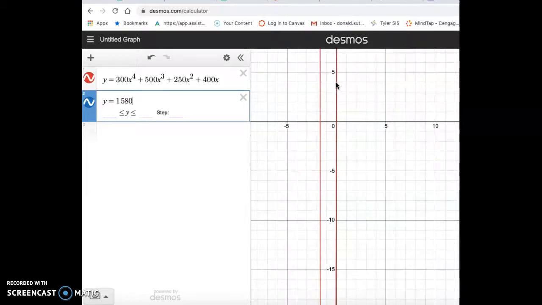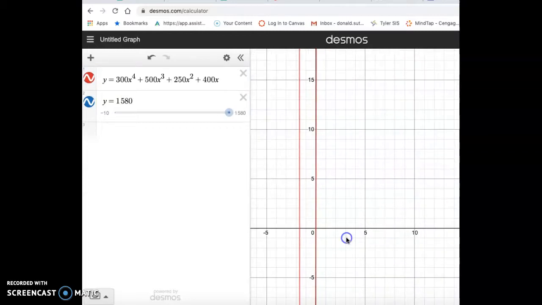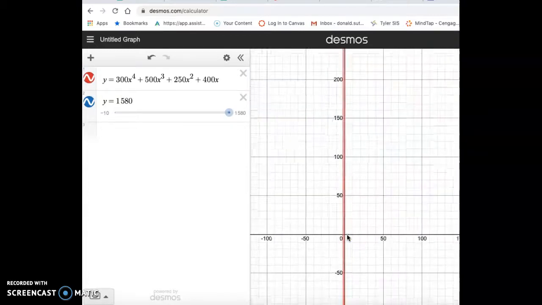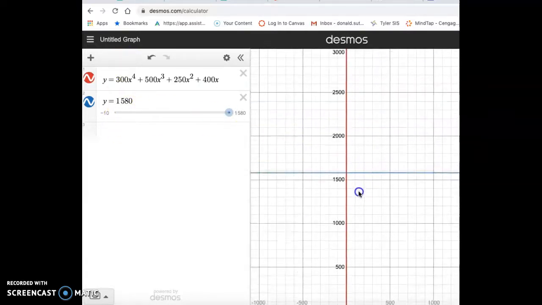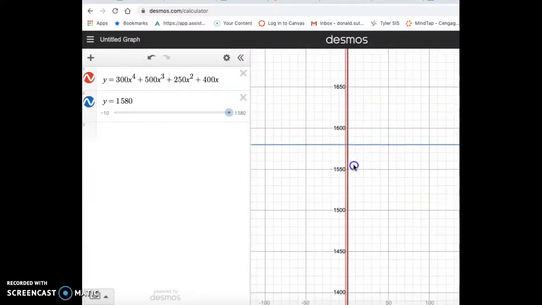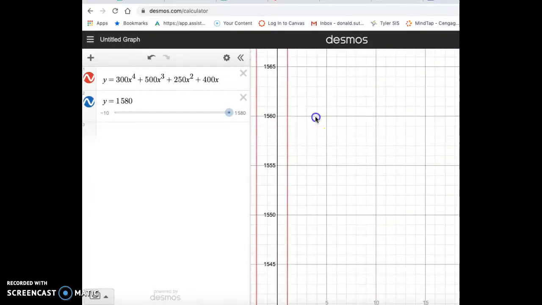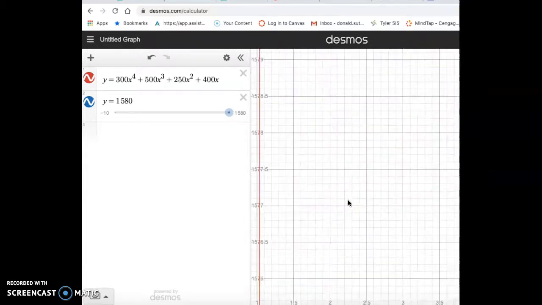So I'm going to zoom way in because I know I need to get that y-axis to where I'm at least to 1,580. So I'm going to center that again. And I'm going to zoom in then at 1580 and see what I can see there.